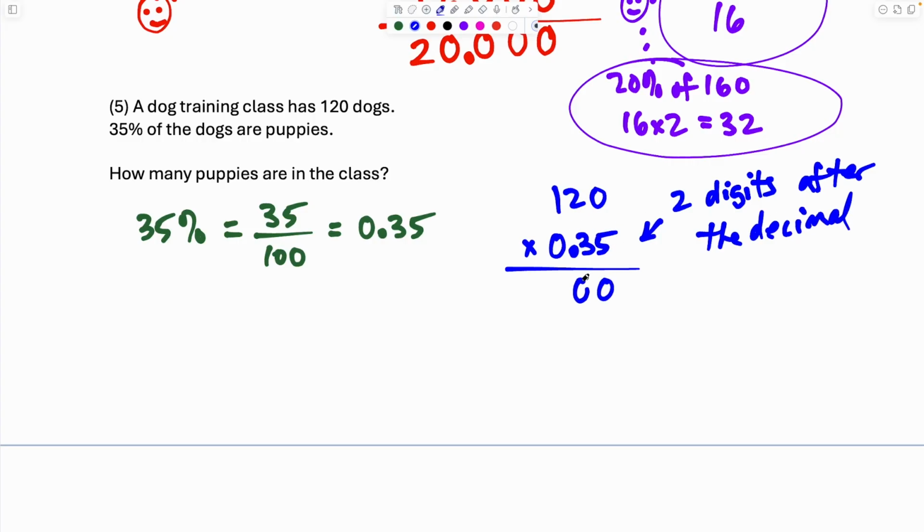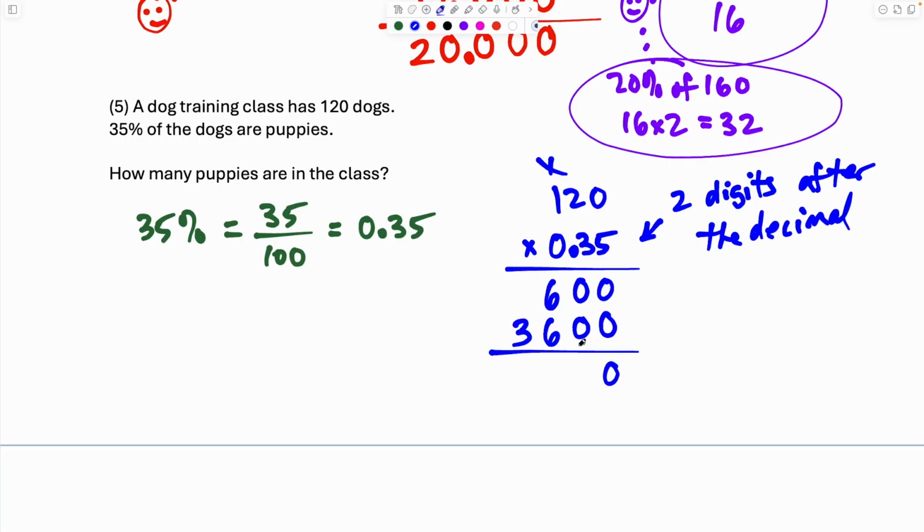5 times 2 is 10, so 0, carry the 1. 5 times 1 is 5, plus 1 is 6. Put a placeholder. And then we have 3 times 0 is 0. 3 times 2 is 6. I'll get rid of this 1 that we carried before. And then we have 3 times 1 is 3. And now we just add everything up.